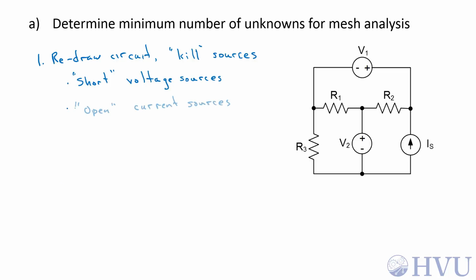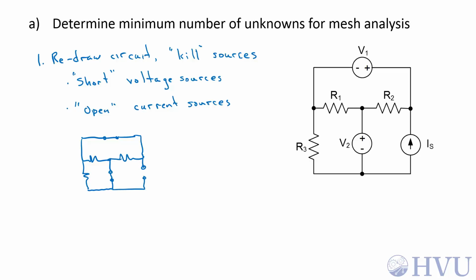open circuits. So the voltage source V1 becomes a short circuit. The resistances R1 and R2 aren't affected. The voltage source V2 also becomes a short circuit. The resistance R3 isn't affected. And the current source, I sub S, becomes an open circuit.